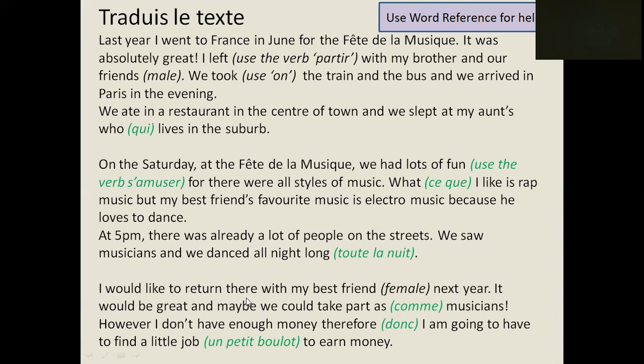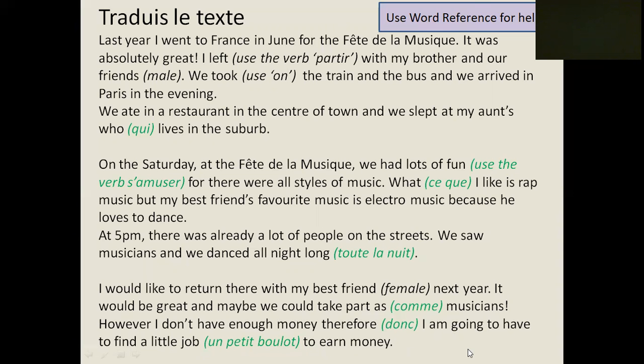Then I would like to return there. Careful with the there here. We've covered this a couple of weeks ago. I hope you remember how to translate this. With my best friend, make sure you make it feminine here. I want the feminine word for friend. Next year it would be great, and maybe we could take part as musicians. As here will be translated with comme. However, I don't have enough money, therefore is donc, I'm going to have to find a little job. A little job is un petit boulot, to earn money.